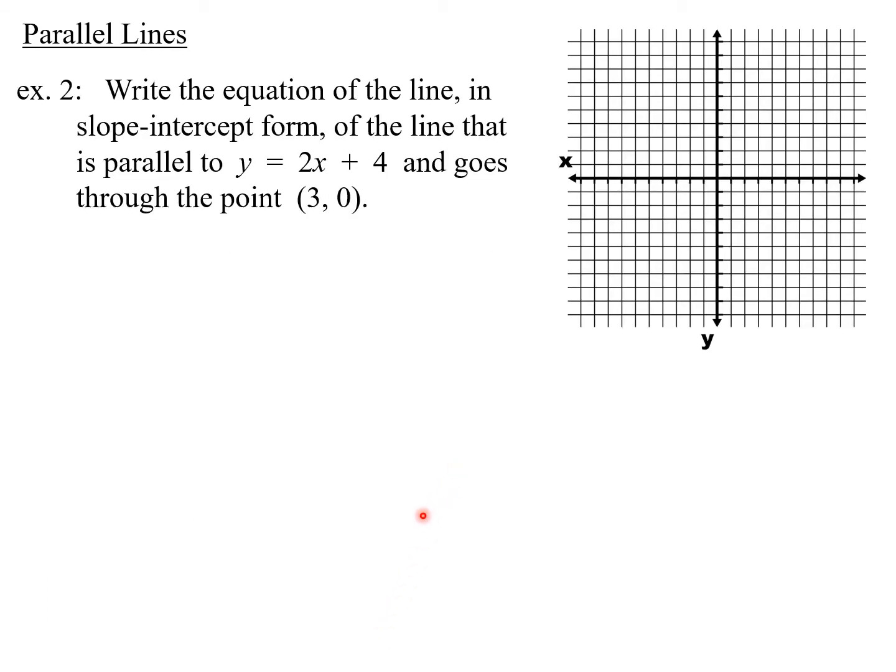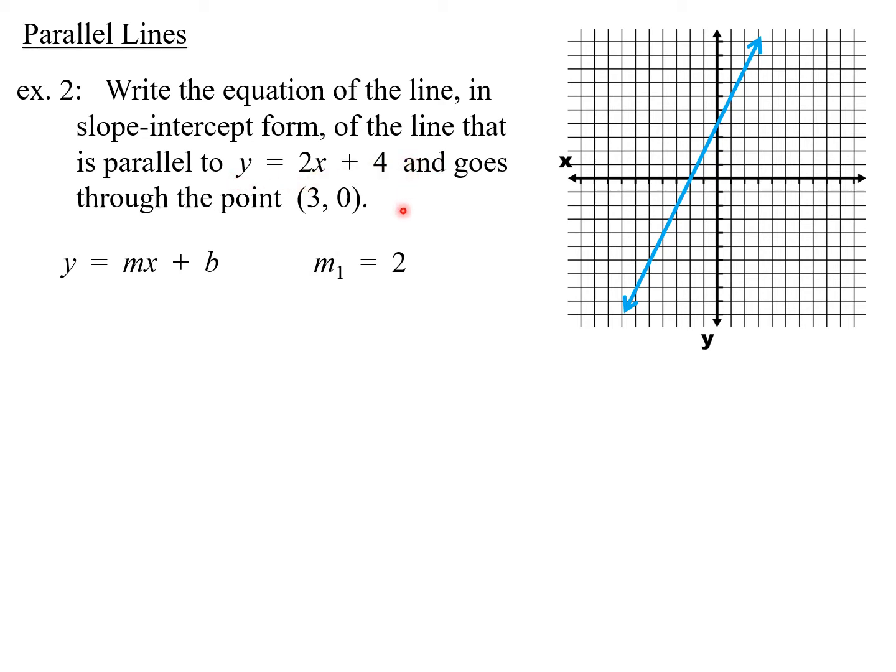Another example. Write the equation of the line in slope-intercept form of the line that is parallel to y equals 2x plus 4 and contains that point. Slope-intercept form is going to be y equals mx plus b. After graphing it, we get that, and the slope of this line is 2, from y equals mx plus b.